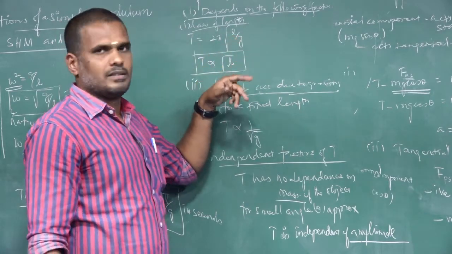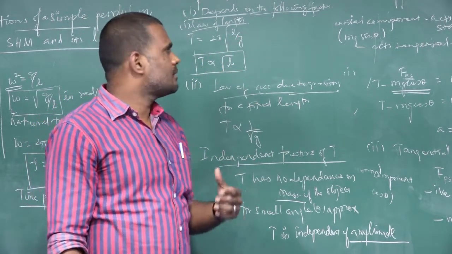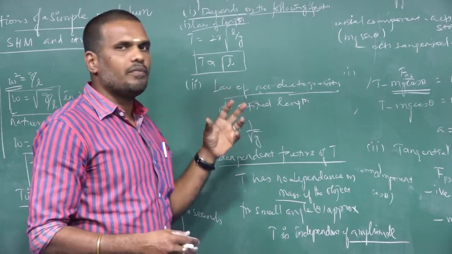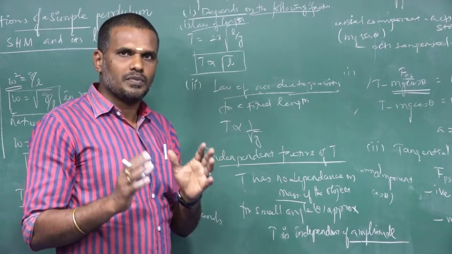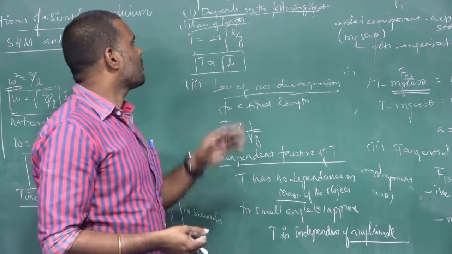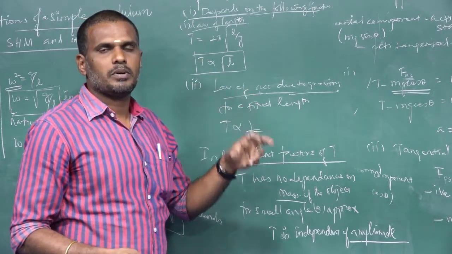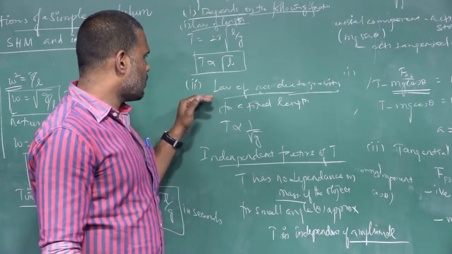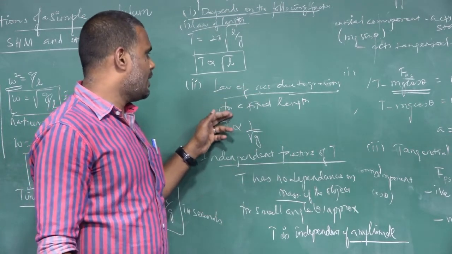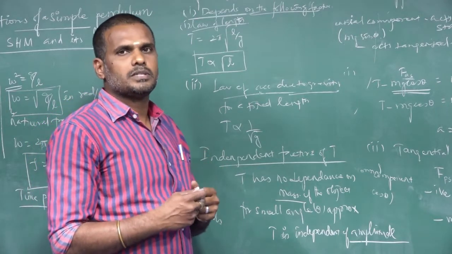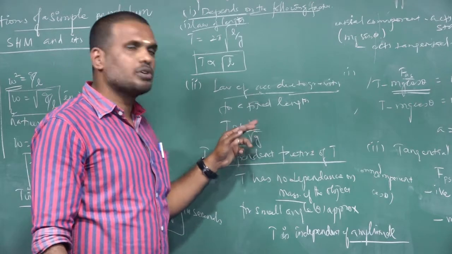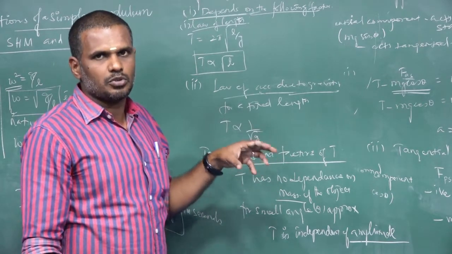So, law of length here states that if the value of acceleration due to gravity is fixed at any particular place, then the time period of oscillation of the simple pendulum is directly proportional to the length of the pendulum. And second one is law of acceleration, where if the length of the simple pendulum is fixed, then the time period of oscillation of the simple pendulum is inversely proportional to the square root of acceleration due to gravity.